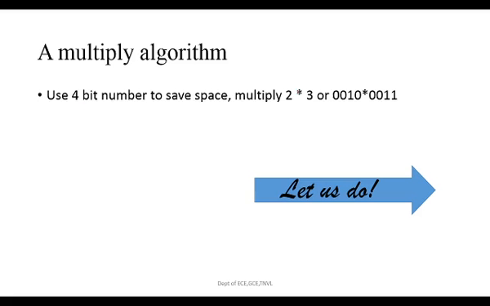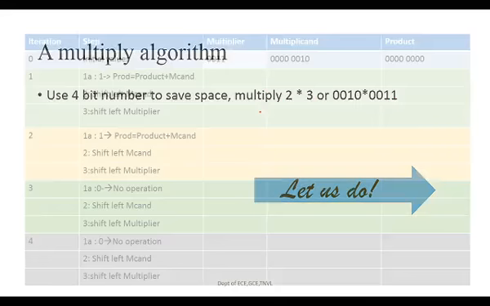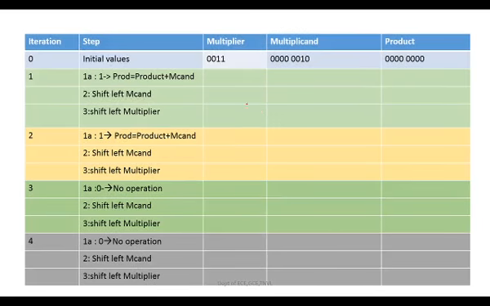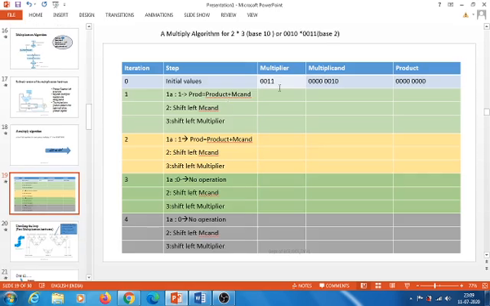So multiply 2 by 3. The binary notation for 2 is 0010 and for 3 it is 0011. So this is our table with the iteration, step, multiplier, multiplicand and product. In this table we are going to perform this multiplication operation, in the registers where we perform the multiplication algorithm.